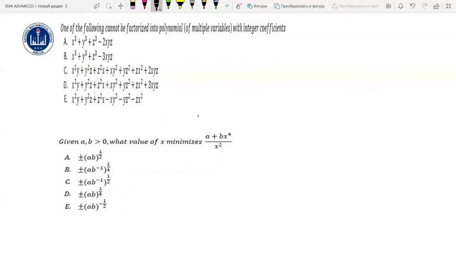One of the following cannot be factorized into polynomials of multiple variables with integer coefficients. Then these are the options. So basically 4 out of these 5 options can be factorized and 1 cannot be factorized. So this question will be really straightforward if we are used to a lot of factorization and identities.